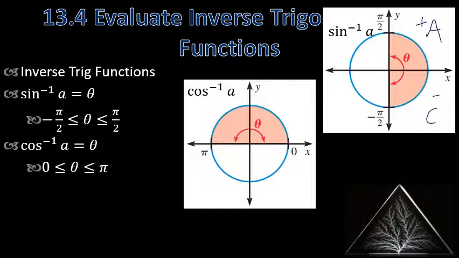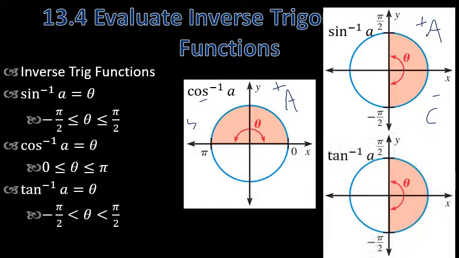Inverse cosine gives you an angle between 0 and pi. That gives you a positive angle and a negative angle. And inverse tangent gives you an angle between negative pi over 2 and positive pi over 2. Again, that gives you a positive quadrant and a negative quadrant. So remember those are the ranges of the inverse trig functions. We're not doing an inverse cosecant, inverse secant, or inverse cotangent. They exist, we're just not doing them.